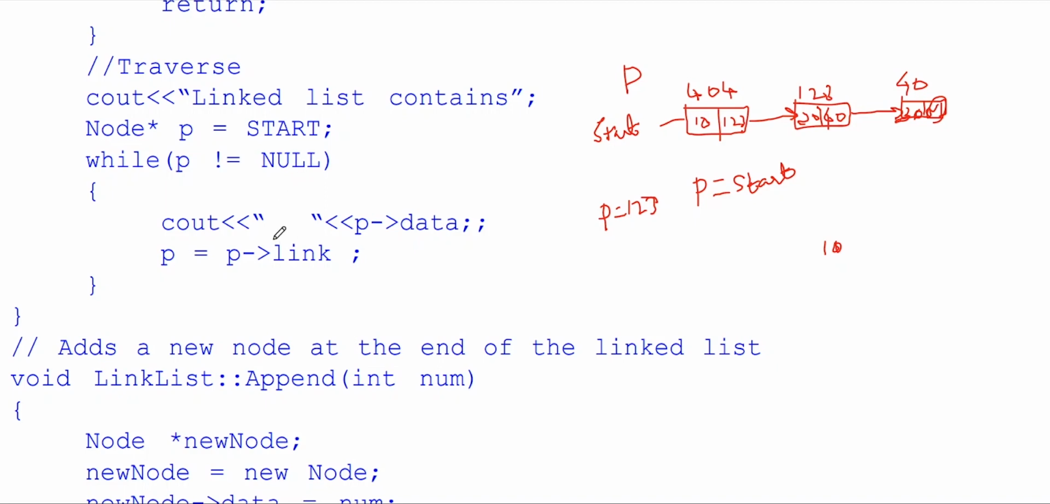Yes, repeat. Now what we do, we display. So p is here, so p arrow data. This p is 123 now. p arrow data means 20. What we did is cout, so 20 is displayed on the screen.